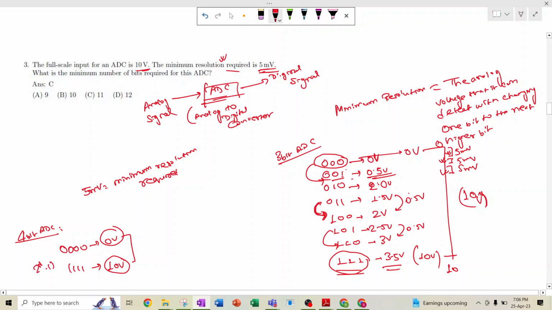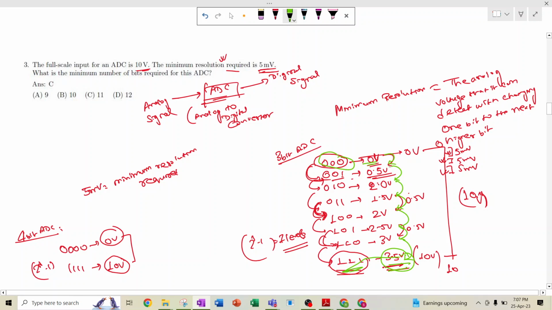2 to the power n minus 1 levels are there, right? So here how many levels are there? 1, 2, 3, 4, 5, 6, 7. So 2 to the power 3 minus 1, that is 7 levels. From 0 volt to 3.5 volt, we moved by 7 levels. I am drawing it in another color. This is 1, this is 2, this is 3, this is 4, this is 5, this is 6, this is 7. So this is the full scale voltage, because all the inputs are 111 and the corresponding output is 3.5. And this is the minimum voltage, 0 volt.